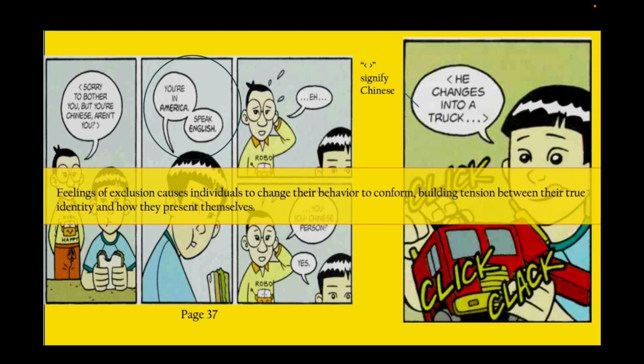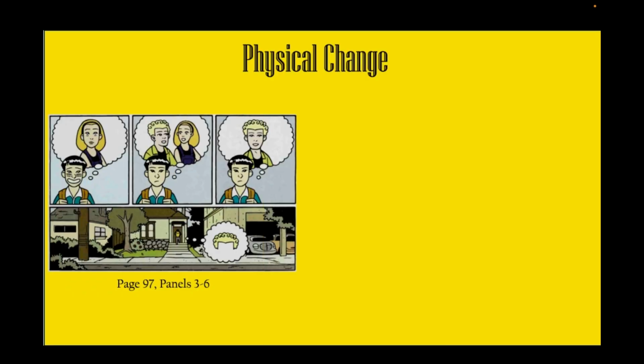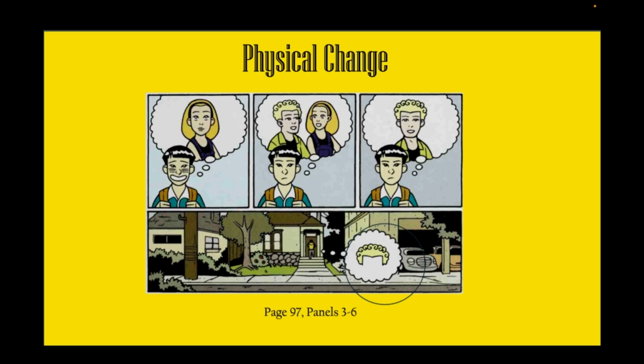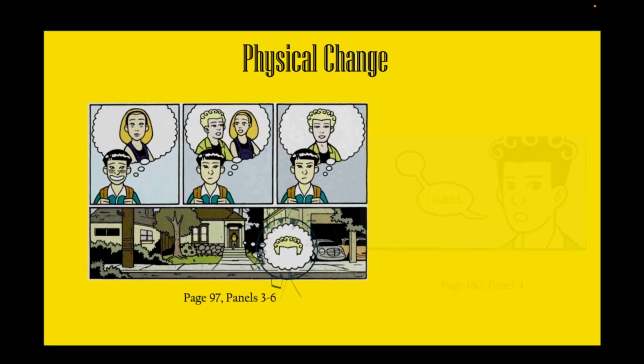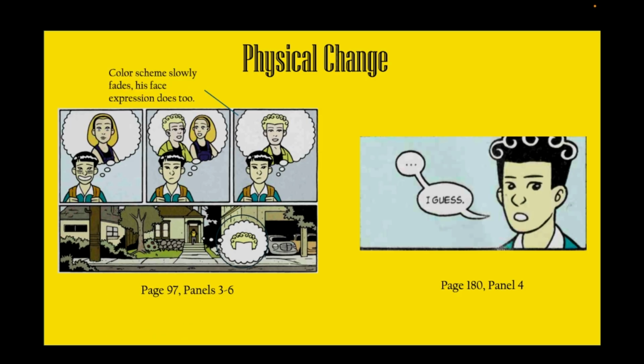Jin's first major physical transformation occurs on page 97, where he changes his hair to resemble Greg, the white classmate he thinks Amelia is infatuated with. Here, as Jin observes Greg laughing with Amelia, Yang alters the color scheme. The colors fade into muted grays, visually showing Jin's growing envy.